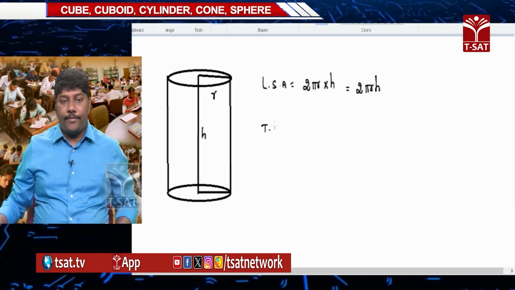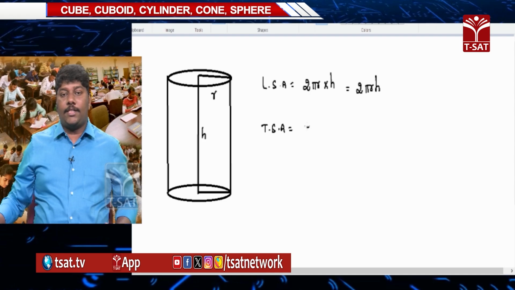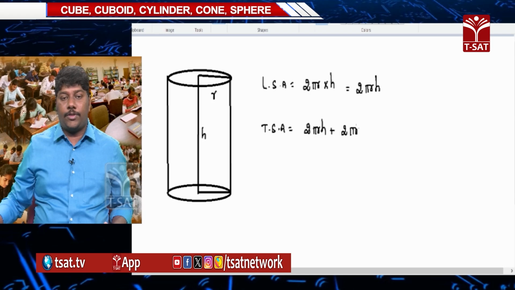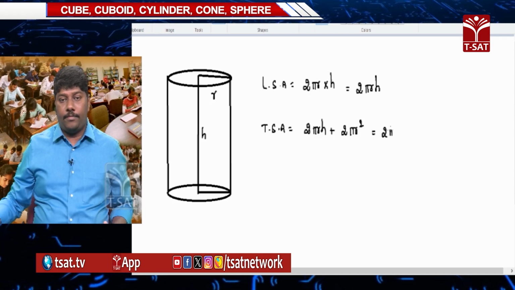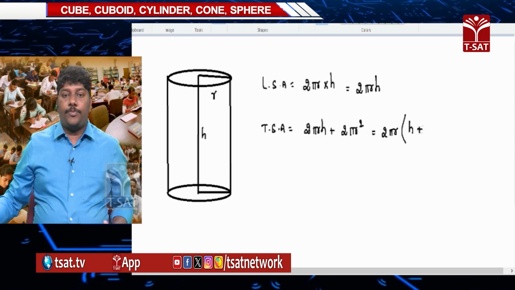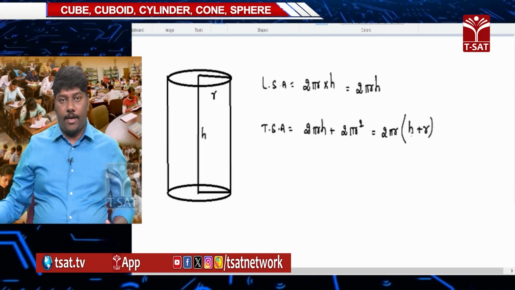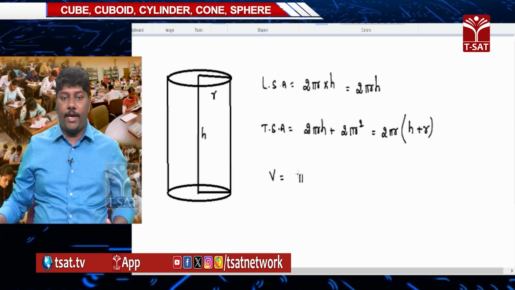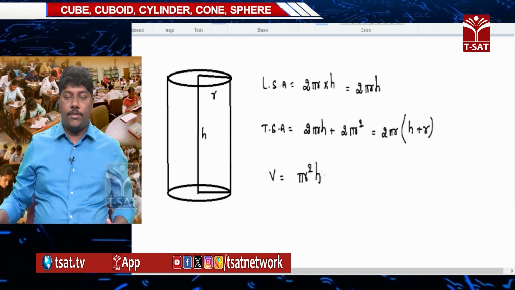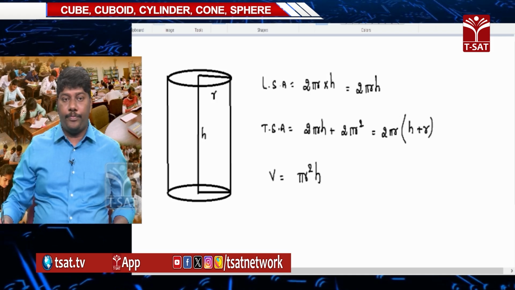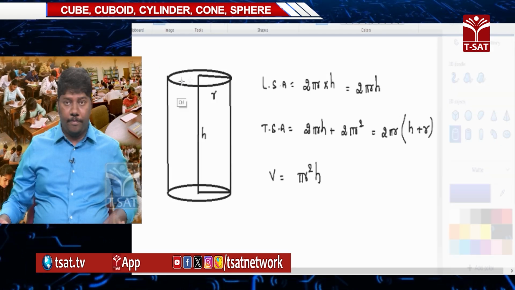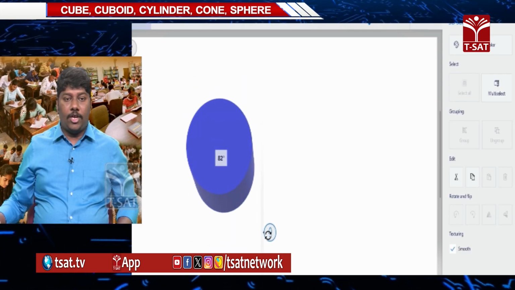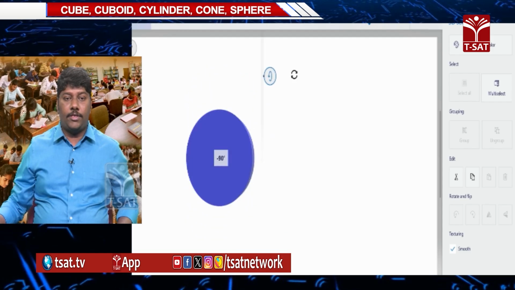When it comes to total surface area, along with the lateral surface area 2 pi r h, you need to add two circles, 2 pi r square. If you take 2 pi r common, you will get h plus r. This is the total surface area of the cylinder. When it comes to volume, we know for a prism, volume is base area, that is pi r square into h. So, this is the volume of the cylinder. Look at the three-dimensional figure of a cylinder. This is how a cylinder looks like in a three-dimensional figure. So, here the top surface is a circle and this one is also a circle.